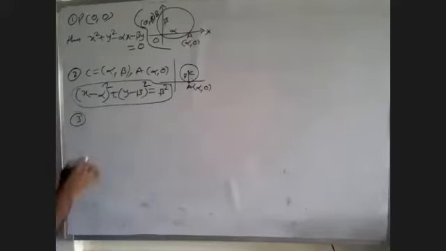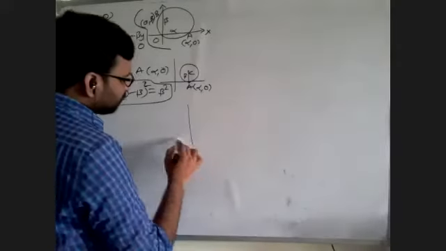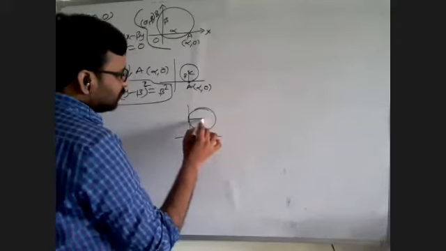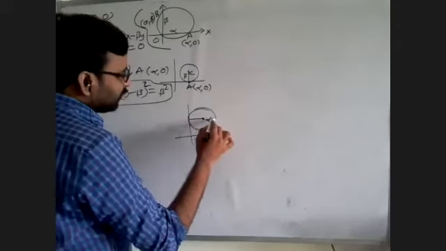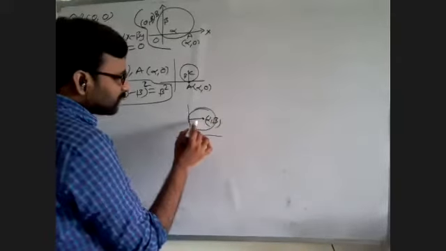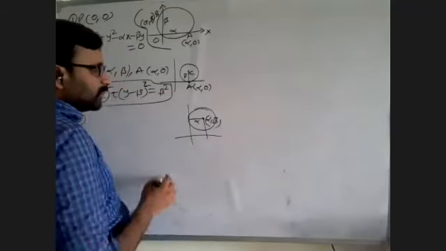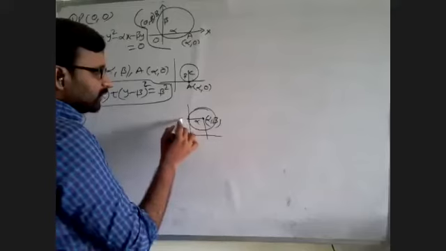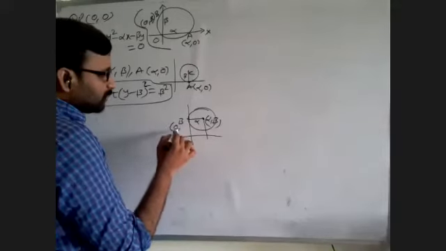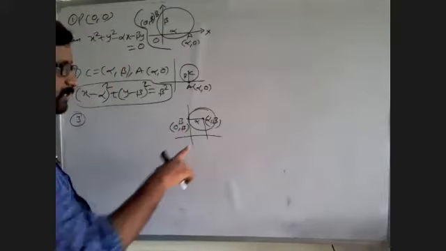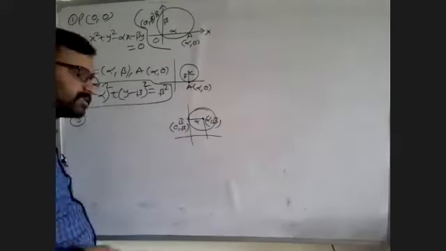Third one, when the circle touches the y-axis, and the center is alpha comma beta, and this is clearly alpha. This is alpha and this is beta. Okay, and it touches at some point, 0 comma beta. This is the point 0 comma beta. This is the center alpha comma beta. This is the radius alpha.